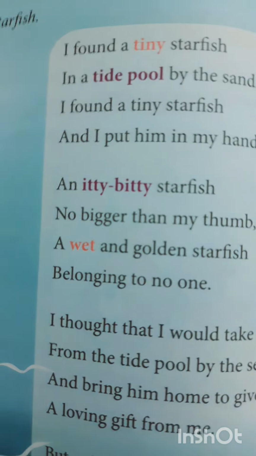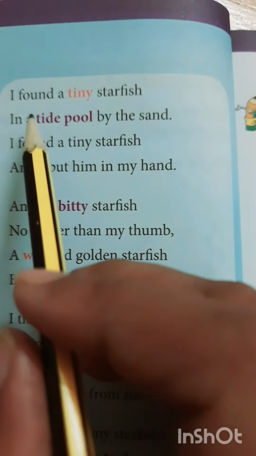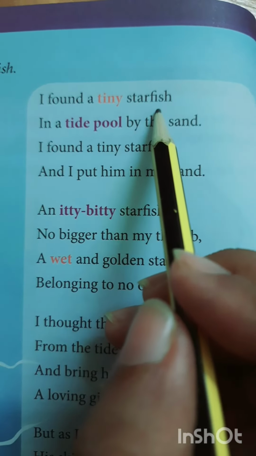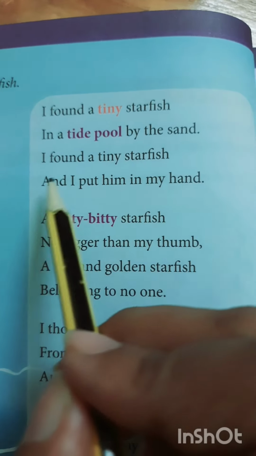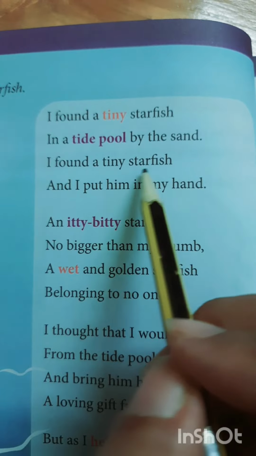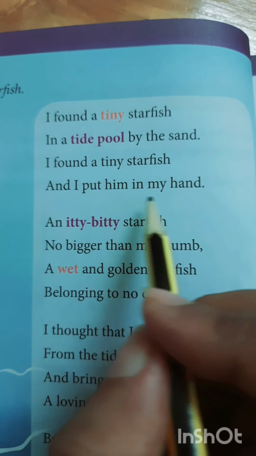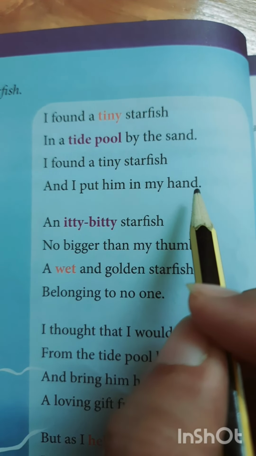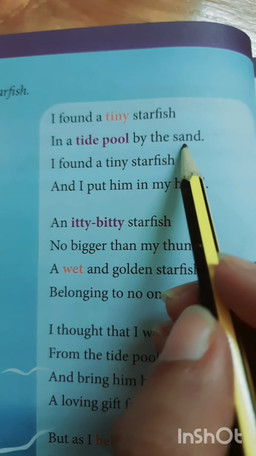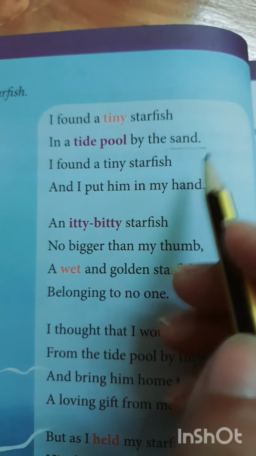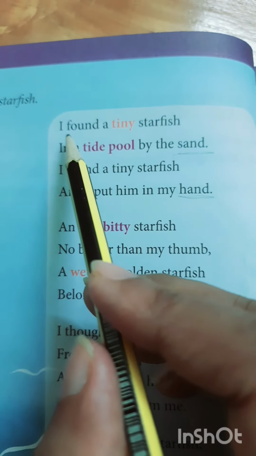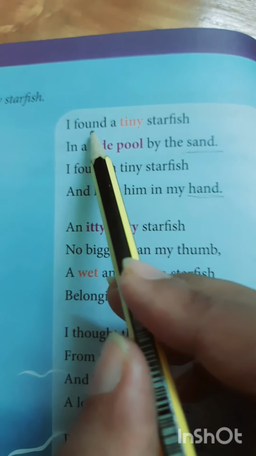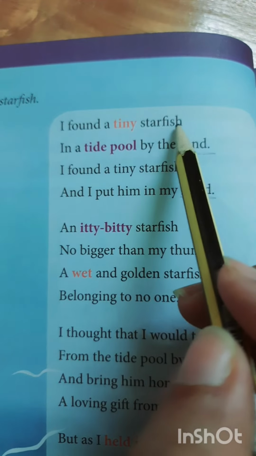This is stanza 1. I found a tiny starfish in a tide pool by the sand. I found a tiny starfish and I put him in my hand. So, what are the rhyming words? Sand, hand.